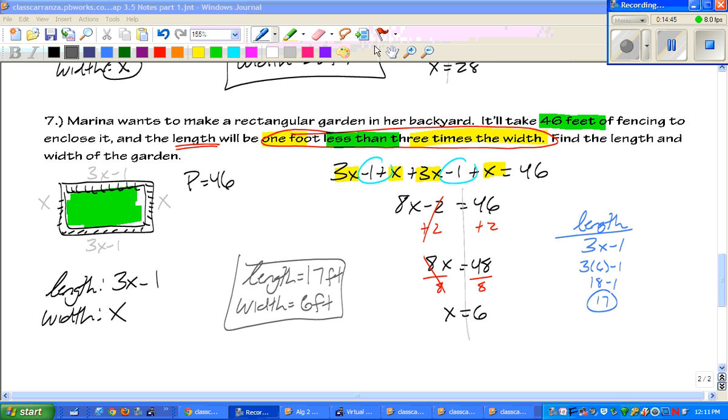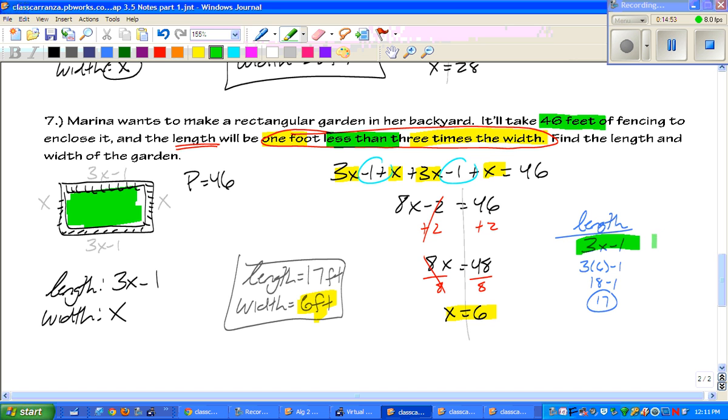Okay, going through and solving, we get that x equals 6. So there's my width. And now, off the top of my head, I couldn't really do the 3x minus 1 to find out what the length was. So I plugged in 6, and then we get 17. Okay? So that's it for Algebra 2, Chapter 3.5 Notes, Part 1.